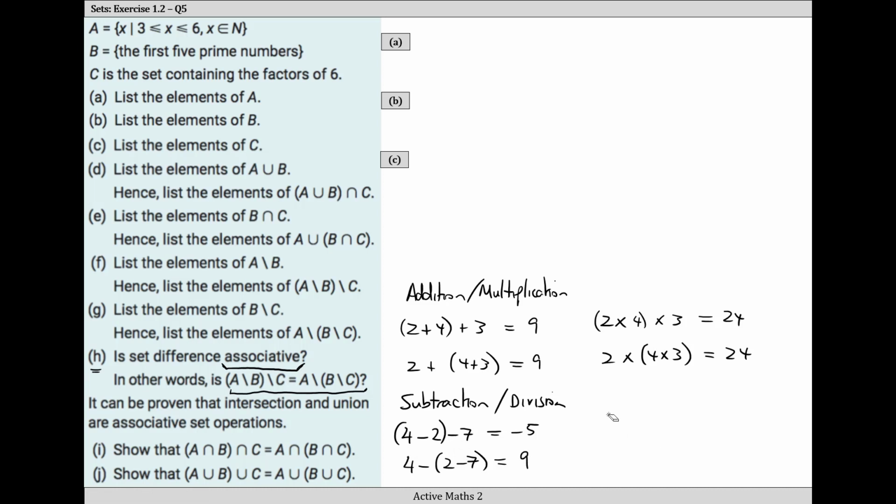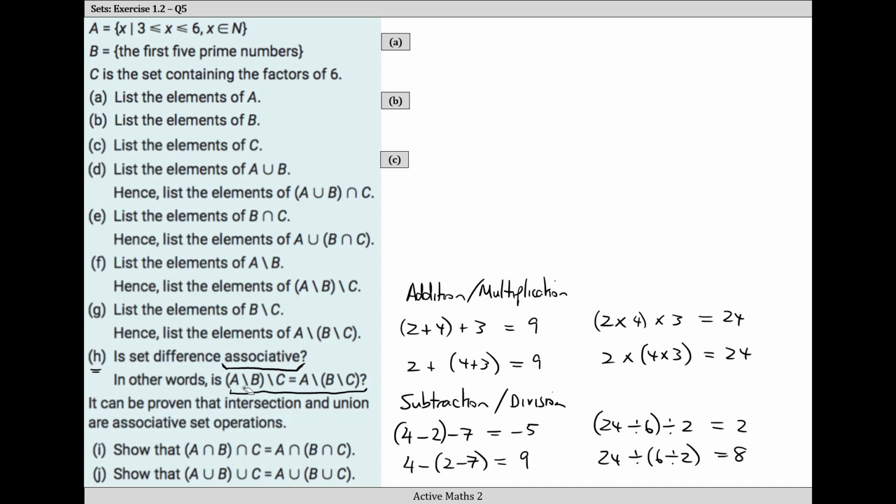So a division example, if I had 24 divided by 6 divided by 2, well, if I did 24 divided by 6 first, that's 4, and 4 divided by 2 is 2. Well, what if I had changed the order and done 24 divided by 6 divided by 2? Well, I'd have to do 6 divided by 2 first, which is 3, and 24 divided by 3 is 8. So hopefully that's an example of why addition and multiplication are associative and subtraction and division are not associative.